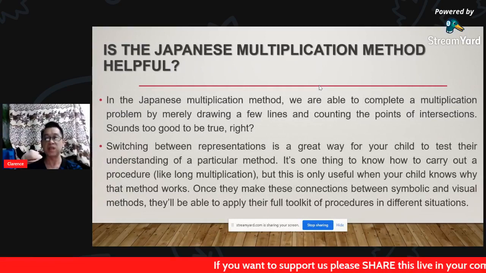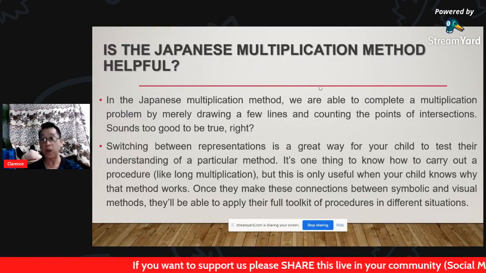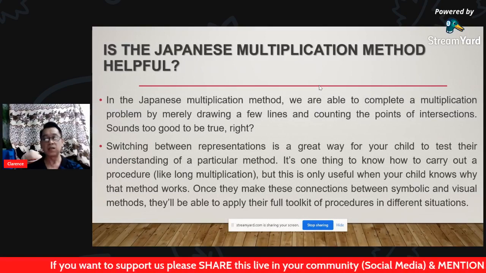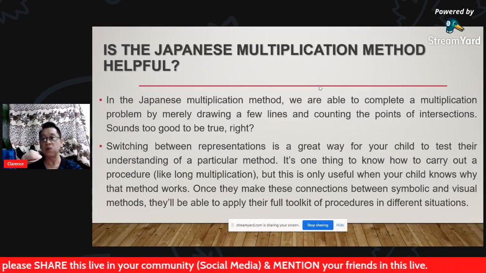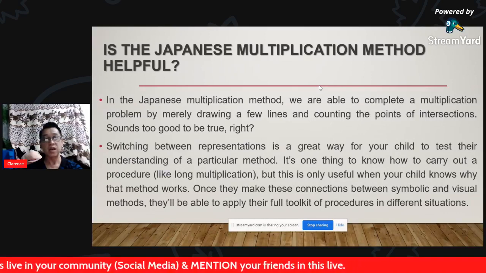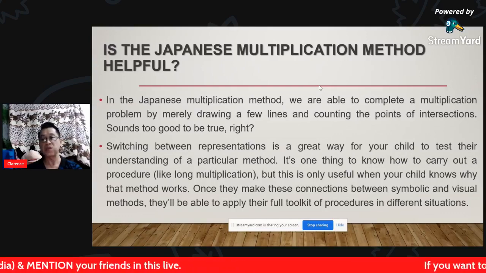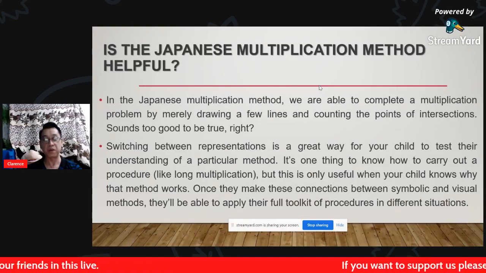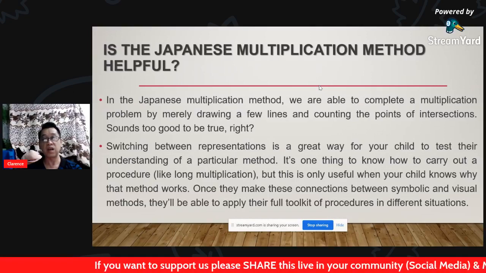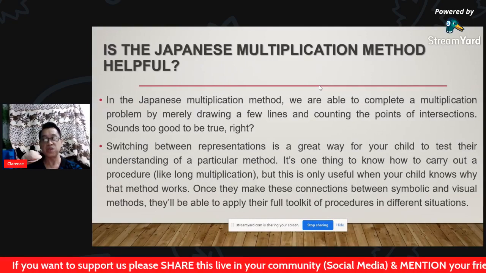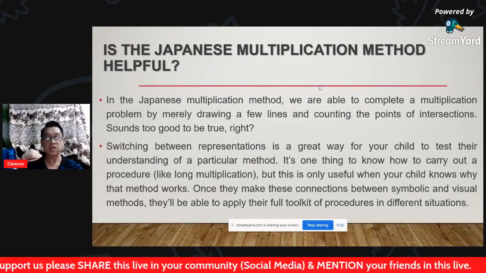Switching between representations is a great way for your child to test their understanding of a particular method. It's one thing to know how to carry out a procedure, like long multiplication, but this is only useful when your child knows why that method works. Once they make these connections between symbolic and visual methods, they'll be able to apply their full toolkit of procedures in different situations.